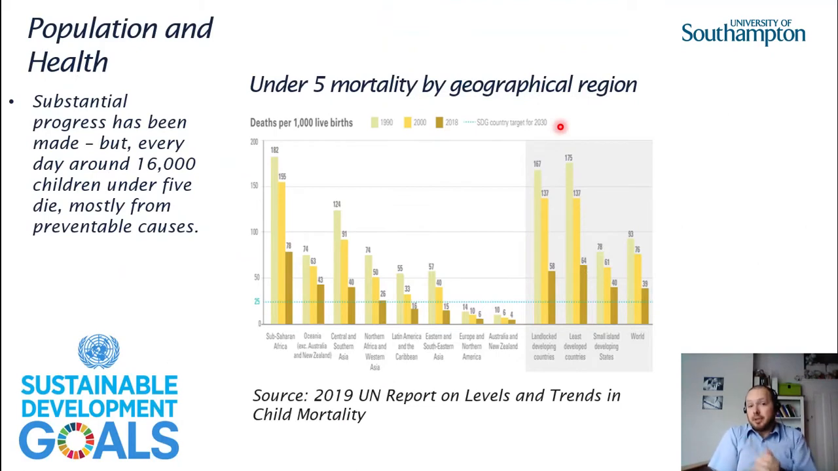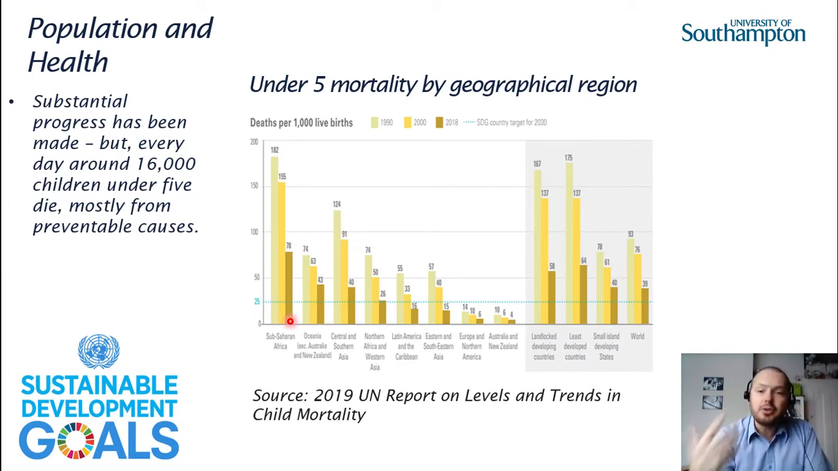One possible implication, if they're unable to provide the health care that they would otherwise be able to do, we might start seeing impacts to things like under 5 mortality. The plot that we're currently showing here is a plot of the deaths per 1,000 live births. That's the under 5 mortality by geographical region. And the different shades in each of these bars represents different years.